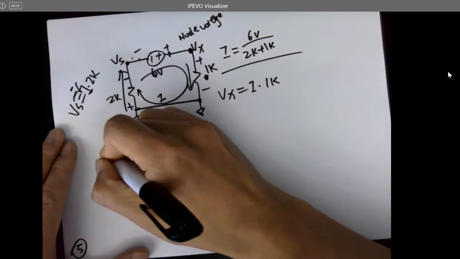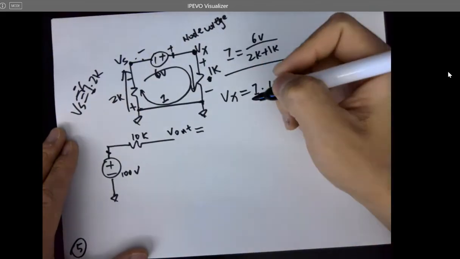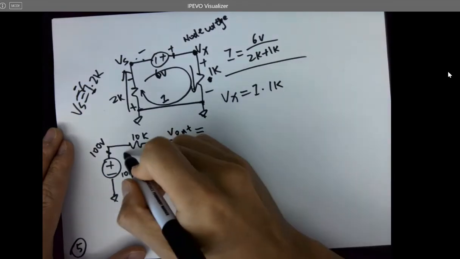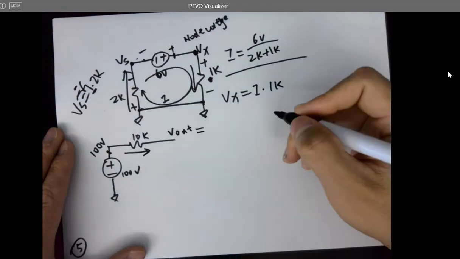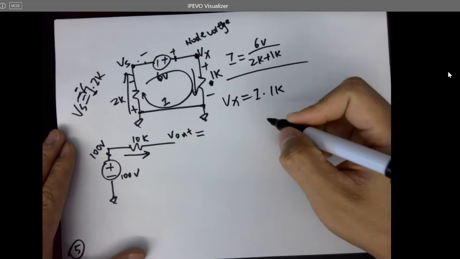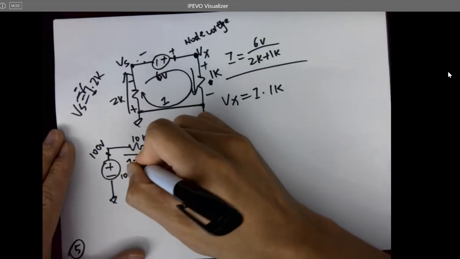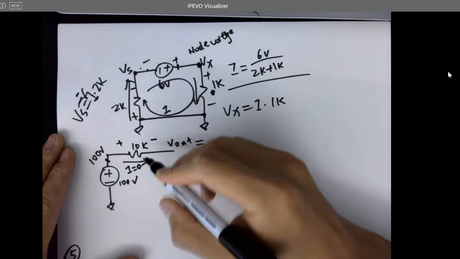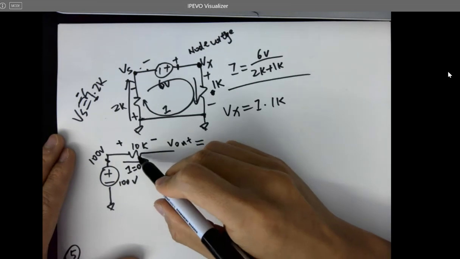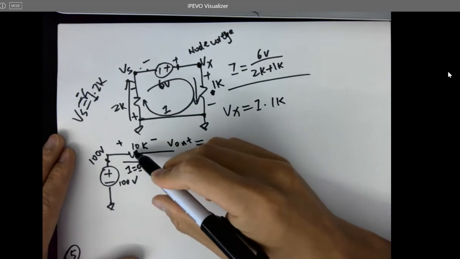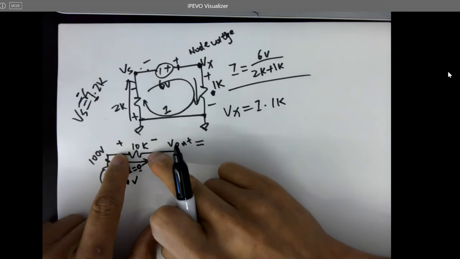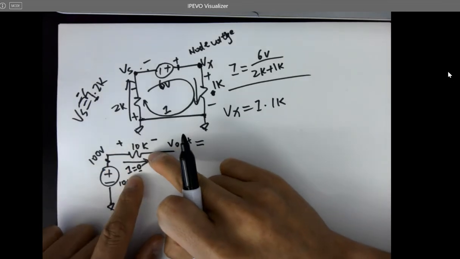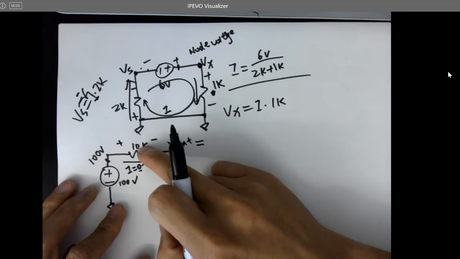What's the voltage here? 100 compared to where? Is there a current? So what is I? What's the voltage drop across this 10K? Just between these two nodes. Is there any voltage drop according to Ohm's law? Ohm's law is I times R. So what's the voltage drop?